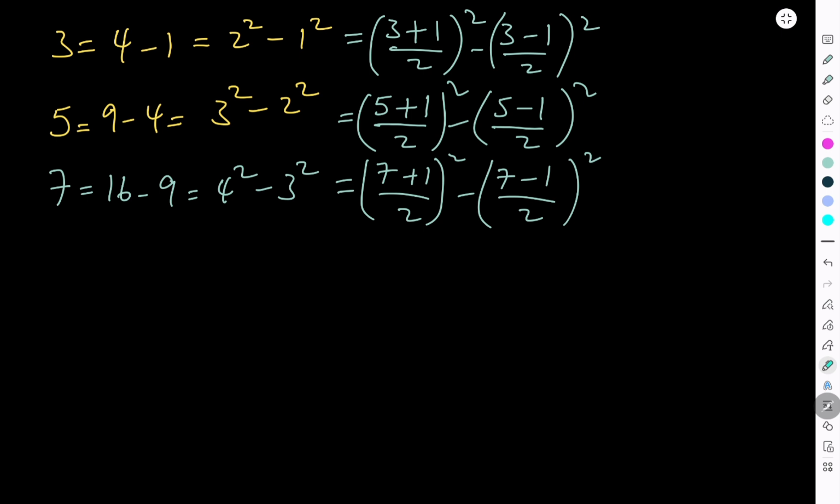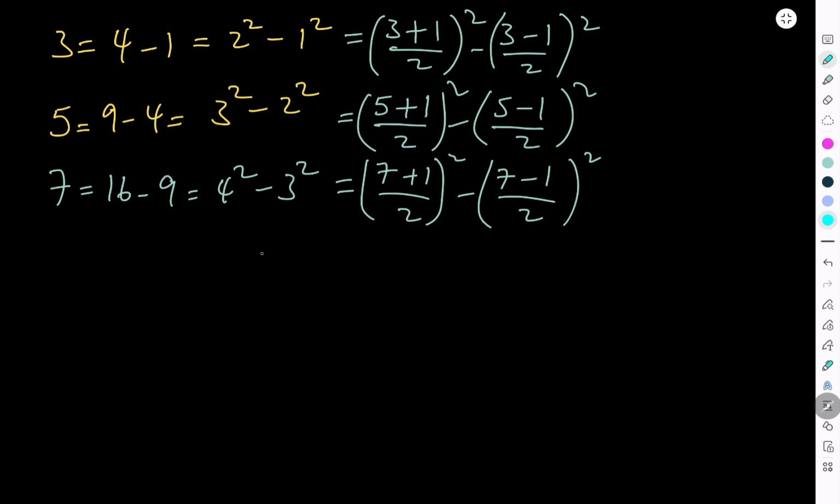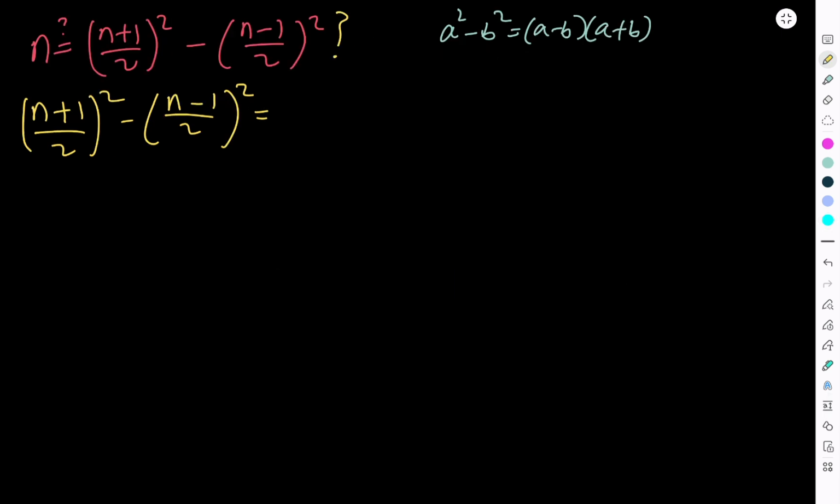And similarly for 7. Then can we conclude that for any odd number n, it is possible to write it as (n plus 1 over 2) squared minus (n minus 1 over 2) squared? Is that possible? Can we conclude that for any odd number this pattern is going to be applicable? Let us check it. We are going to use the difference of two squares identity to check whether any odd number n can be expressed as (n plus 1 over 2) squared minus (n minus 1 over 2) squared.